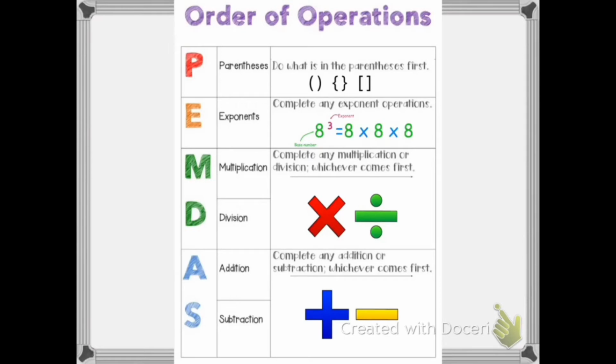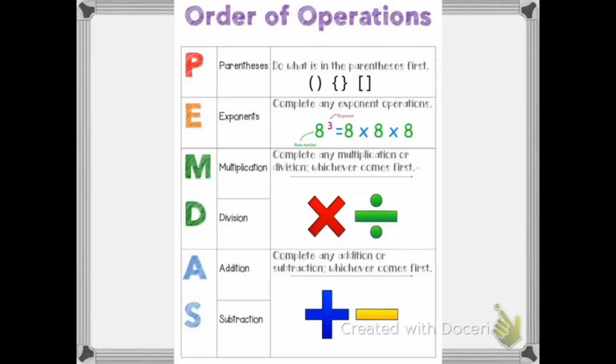The next step is multiplication and division. So when you have a problem and you're on this step, you're going to look for multiplication or division. If you have both, what you need to do is look at what comes first when you're moving from left to right. So whatever is closer to this side, you're going to do first. And as you move down the problem, you're going to go in that order. So multiplication or division, whichever comes first from left to right.